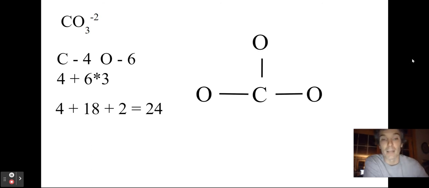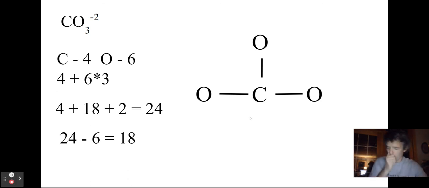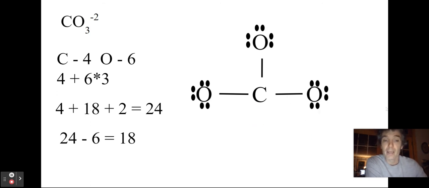Now I'm going to add single bonds and subtract them. So 24 minus 6, because I've got 3 bonds, that gives me 18 left. And then I'm going to place them in. All right. Now, they all need 8. So that gives 2, 4, 6, 8, 2, 4, 6, 8, 2, 4, 6, 8. And then am I done? This carbon here is a problem. It only has 6. So this is a problem.